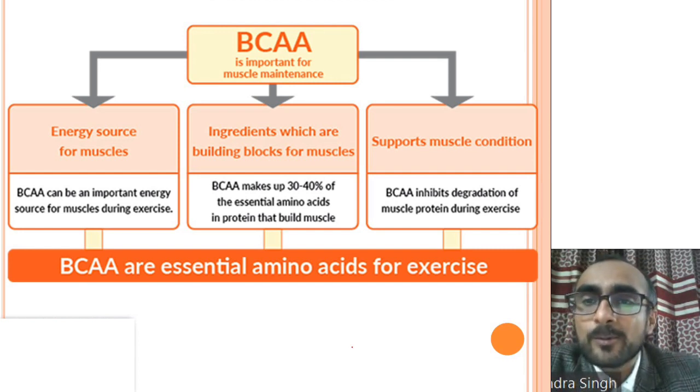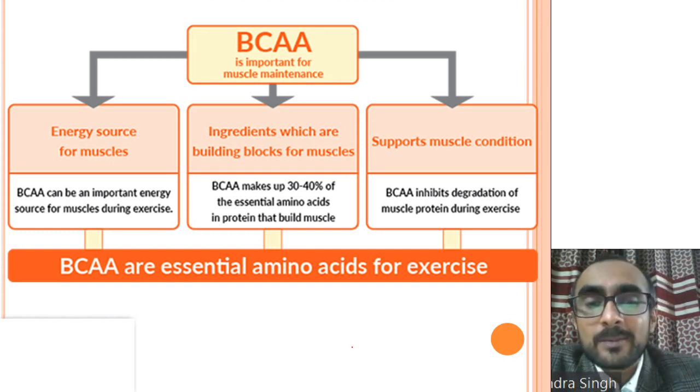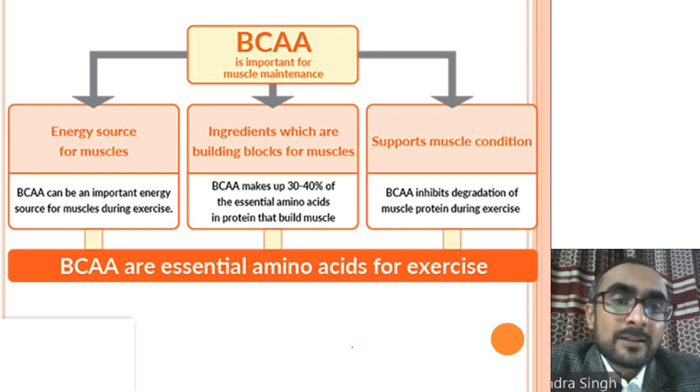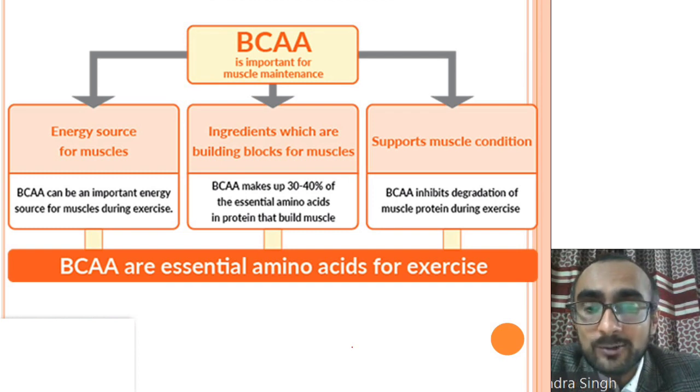So in that way they provide a very good energy source for muscular activities, and they are building blocks for muscles, because all three amino acids are essential amino acids, non-polar and essential. They make up 30 to 40% of the essential amino acids in protein that build muscles. And these branched chain amino acids also support muscle condition, because they inhibit degradation of muscle protein during exercise. So muscles are not degraded when exercise is being done.